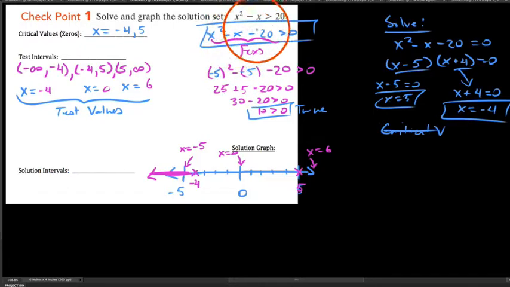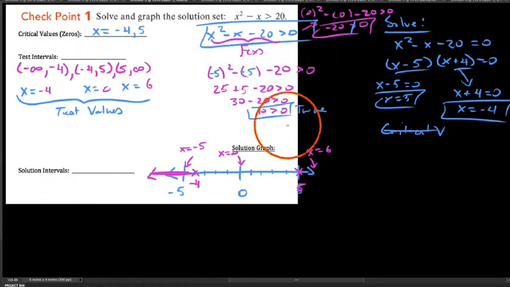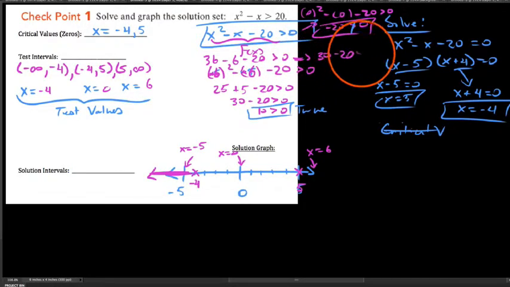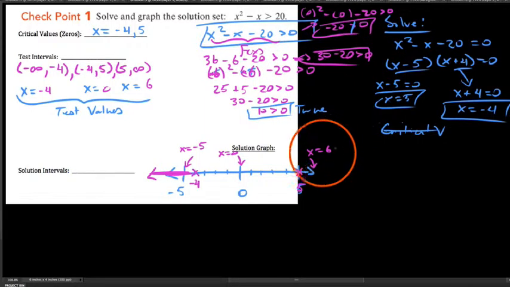When we test 0, it's pretty quickly done. We say 0 squared minus 0 minus 20 is greater than 0. From this inequality, we get negative 20 is greater than 0. And certainly this is false, so we wouldn't shade here. And when you plug in 6, we can overwrite these 6's here. It's not negative 6, but we get 36 minus a positive 6 minus 20 is greater than 0. In other words, it implies that we get 30 minus 20 is greater than 0, which is true. And so we would shade to the right side of this.